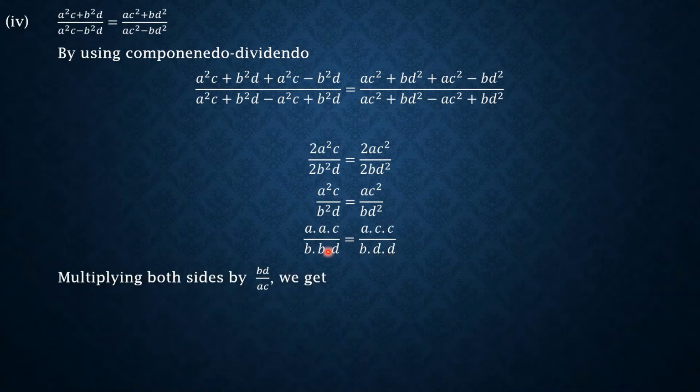And as you know that AC by BD is extra on the left side and AC by BD is also extra in the right side. So we have to multiply both sides by the inverse of this, that is BD over AC, and we get here A over B equal to C over D, or A ratio B equal to C ratio D.